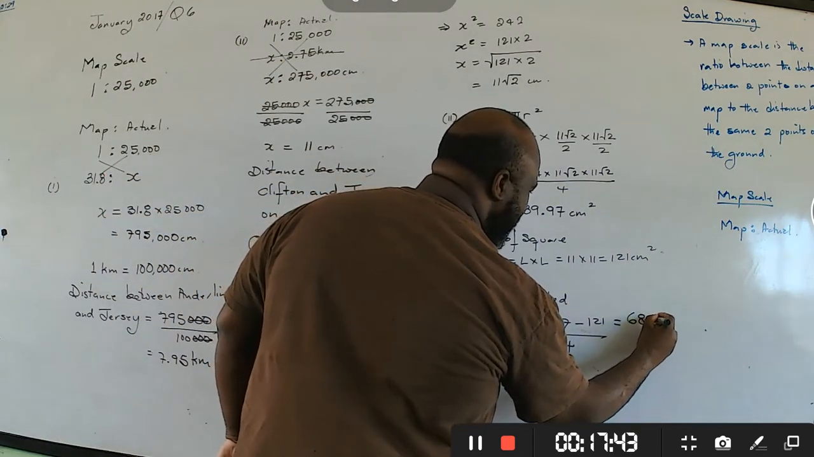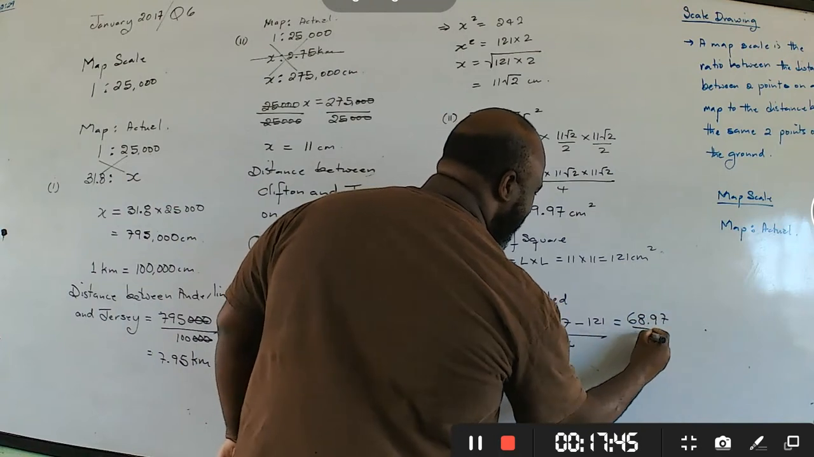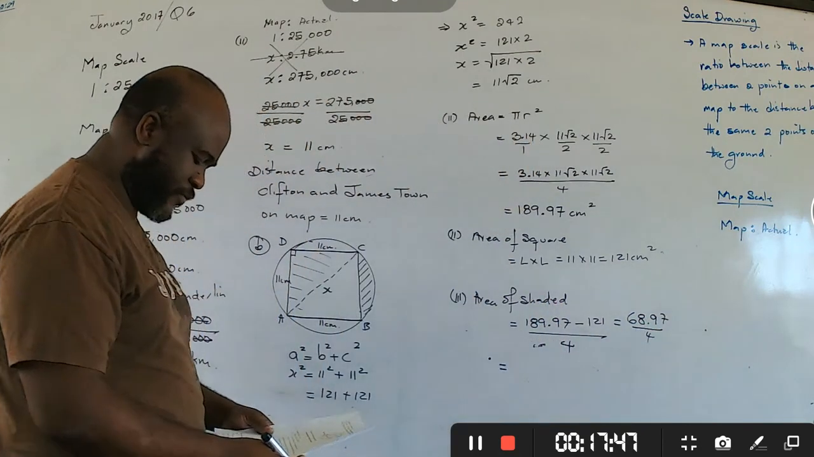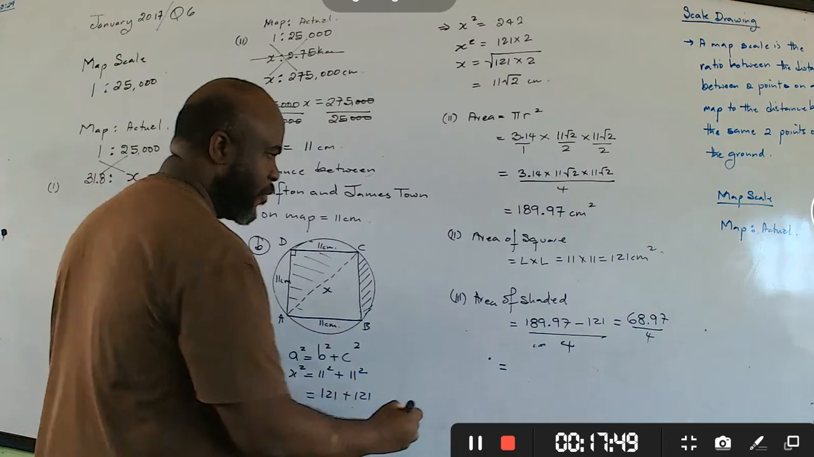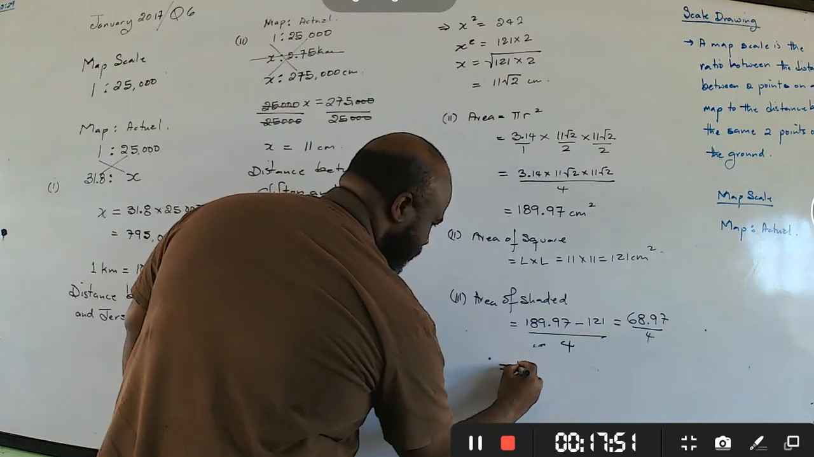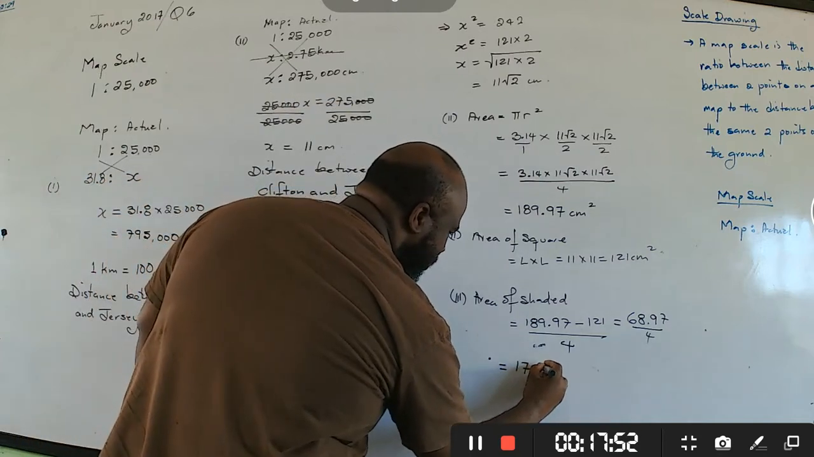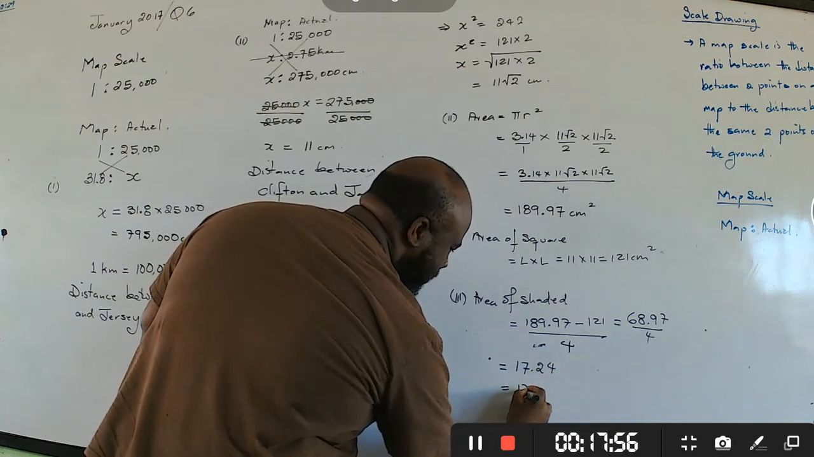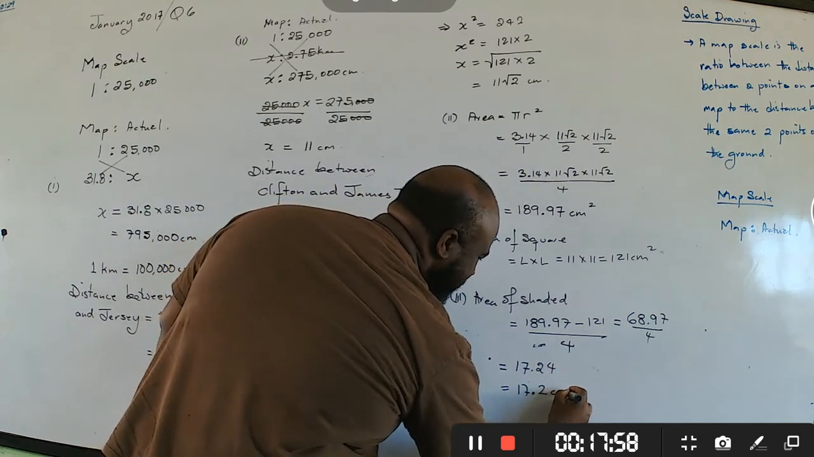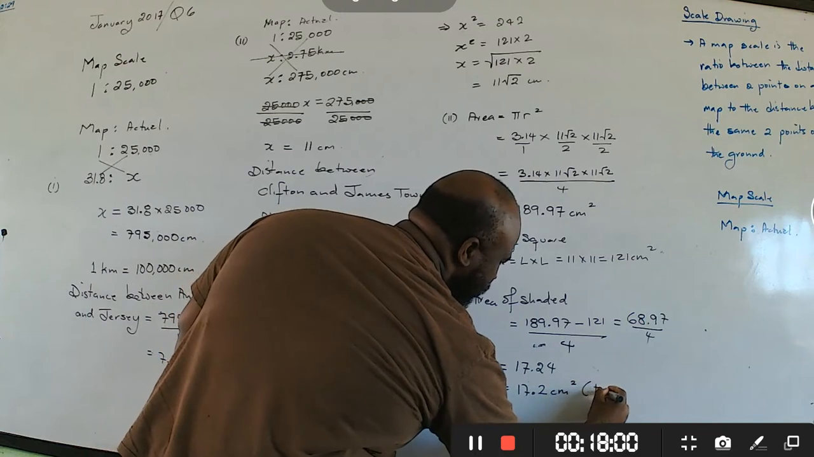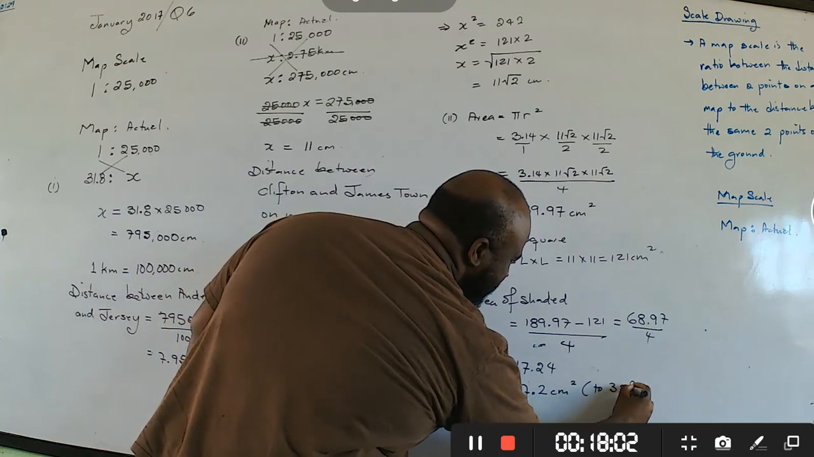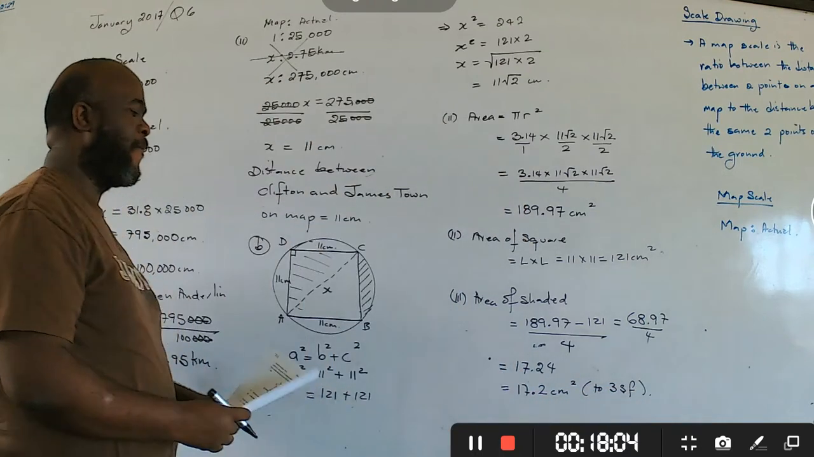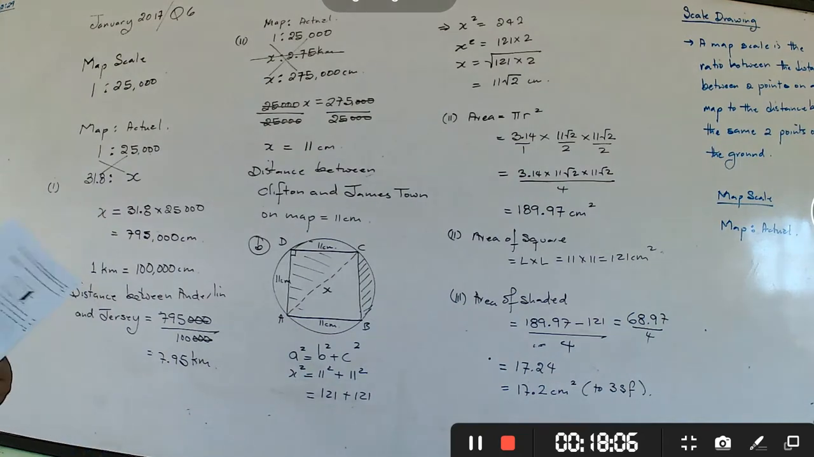68.97. Divide by 4, tell me what you get. 17.24. So let us say this is 17.2 centimeters squared to 3 significant figures. That is your answer. Let's go further. Alright, that's the end of the question.